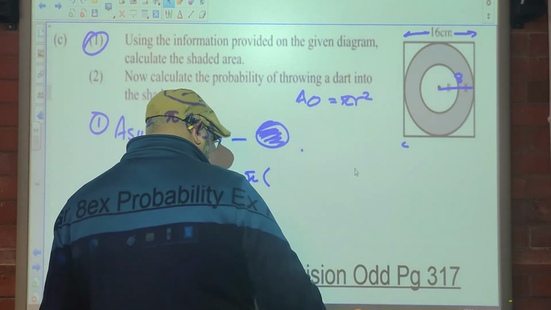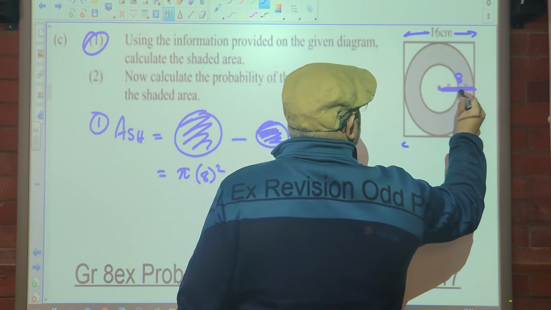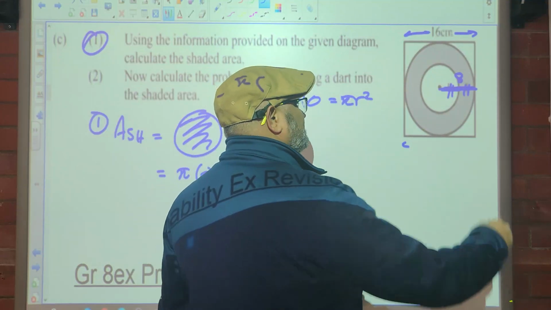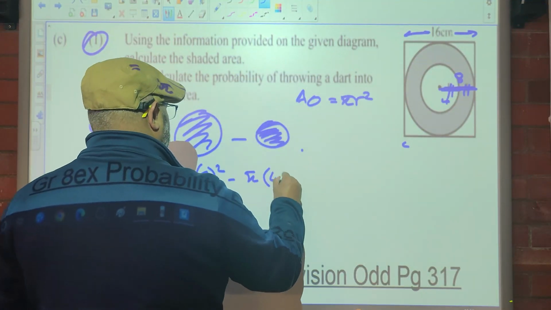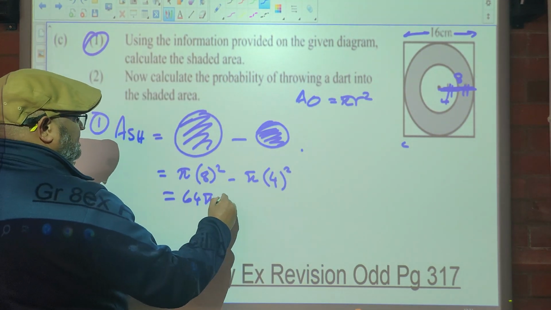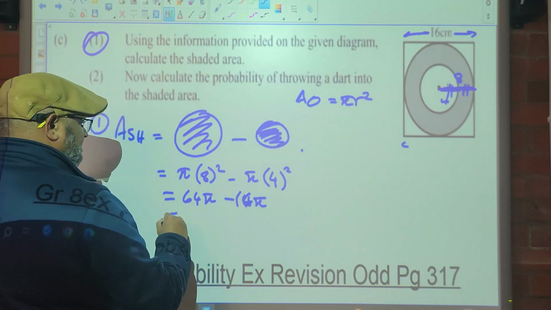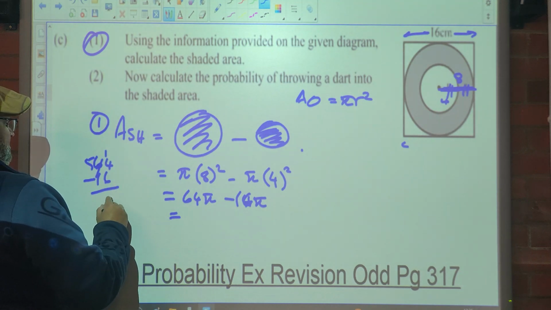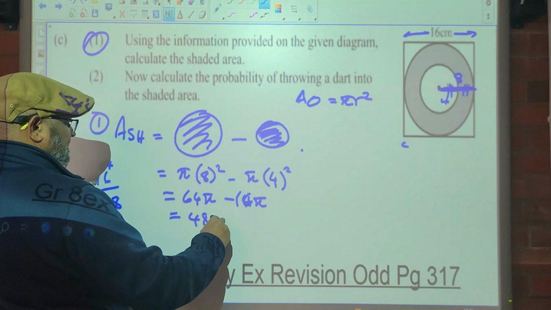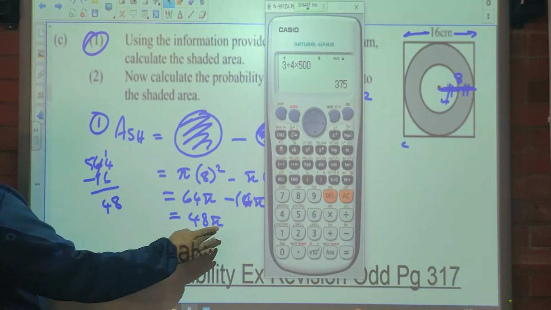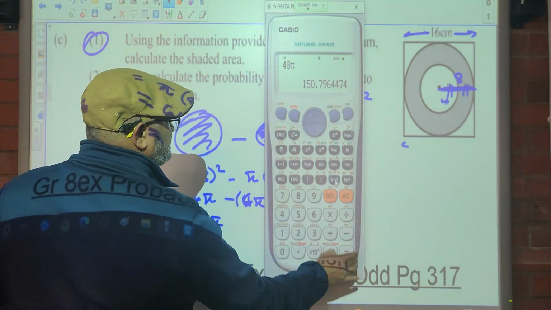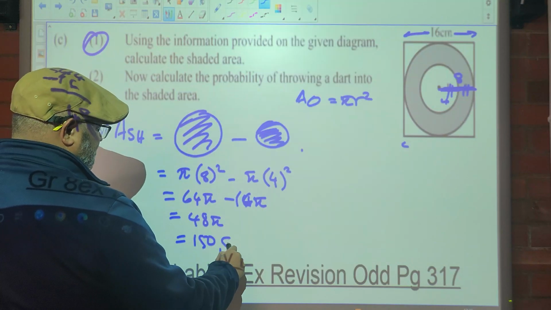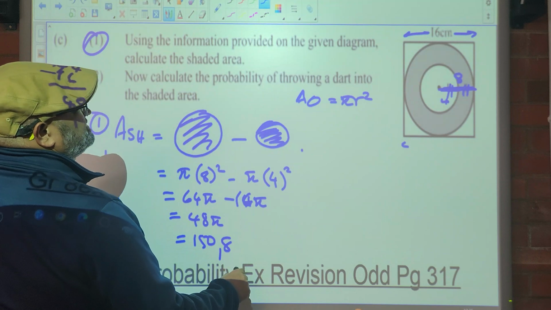So minus, so what is the radius of the inner circle? If that is 8, and you've got two lines going through that, what does that mean? They are equal. So what's the radius of the smaller circle? 4. 4 squared. So it's going to be 64 pi minus 16 pi, sorry. 64 minus 16. It will be 48, is that correct? 48 pi. And of course, we are using a calculator now. So 48 pi gives us 150.8 centimeters squared.